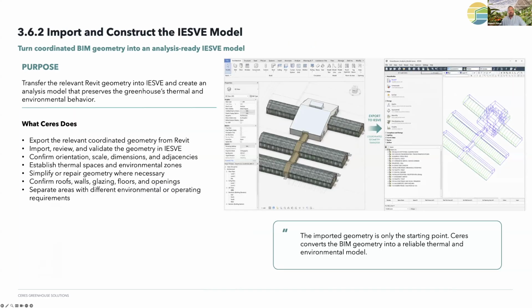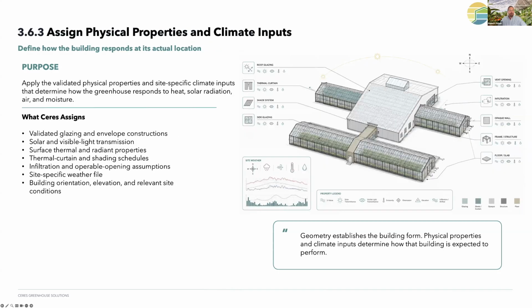After BIM, the geometry is coordinated, the relevant elements are transferred into IESVE and reviewed carefully. We confirm the scale, the orientation, the dimensions, all of the walls, roofs, everything that has been put in there. We need to validate that it actually transferred over correctly. We then establish the thermal spaces, the environmental zones, and repair or simplify the geometry that could actually produce unreliable calculations. Importing the model is basically the starting point. The real work is converting the geometry into an analysis-ready model that represents the greenhouse's environmental behavior.